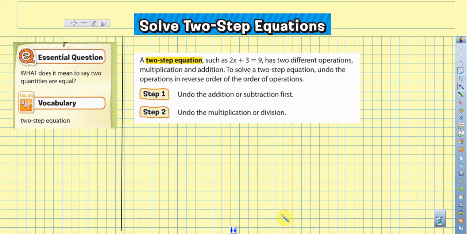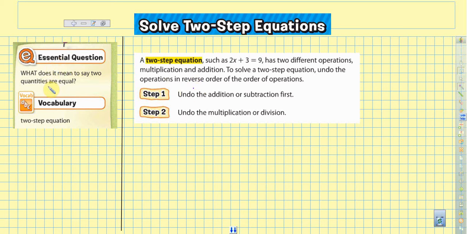Okay, this is the lesson on solving two-step equations. So we've been doing one-step equations, where it took one step to solve the equation to get our answer, or solution. Solving two-step equations, now it's going to take about two steps to solve each equation. There are a couple of things that we need to remember.